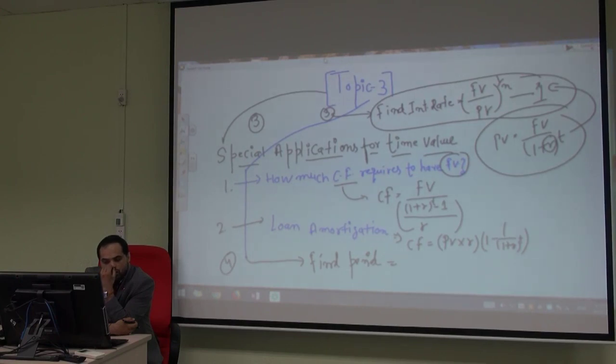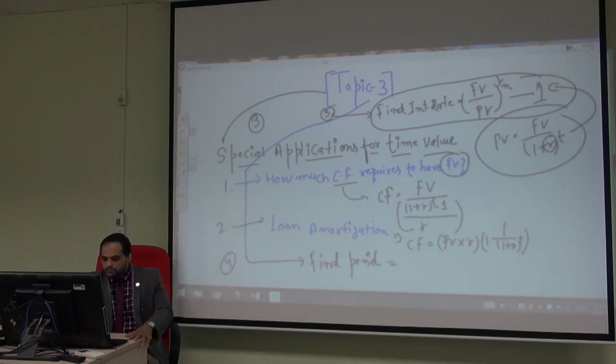You ask the bank what percent rate of interest it is offering. Let's say the bank is offering 10% rate of interest. In that situation, you have to estimate how long you have to keep your $10,000 in the bank to turn into $50,000 at the rate of 10%. So finding period will help us to estimate the period, or the years, which we require to convert our present value into future value.